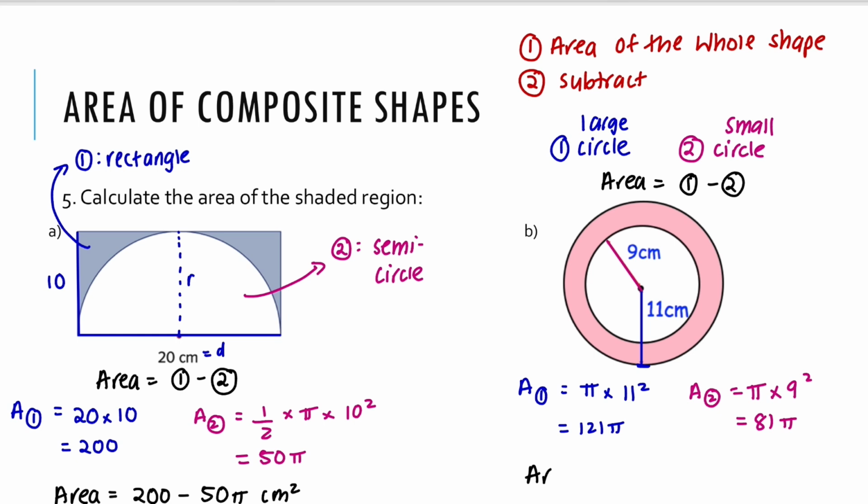So the area is equal to the large circle taking away the area of the small circle. Now, I know pi is a number, but we can think about this as like terms. So I can actually do 121 less 81. But what I'm going to do is I'm going to leave my pi in my final answer. And what's my units? Centimeters squared.